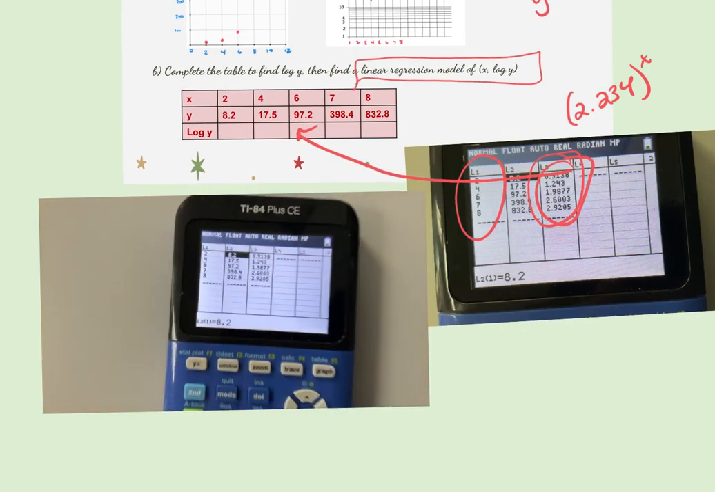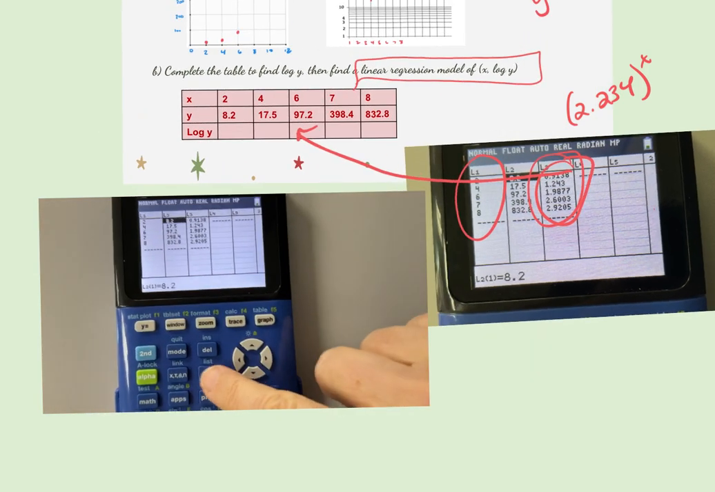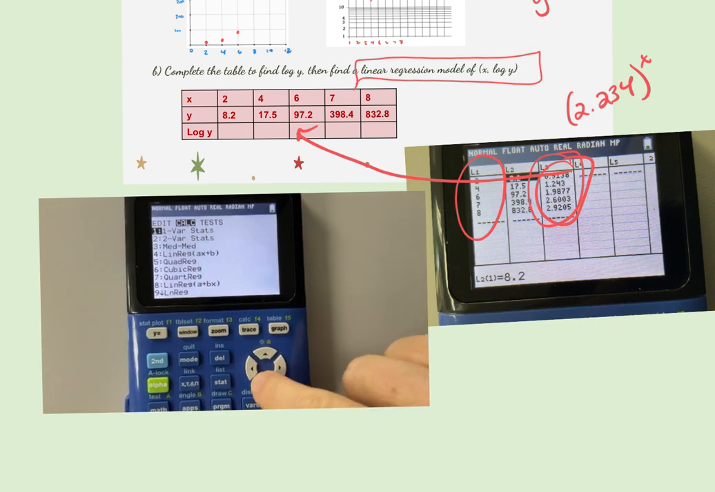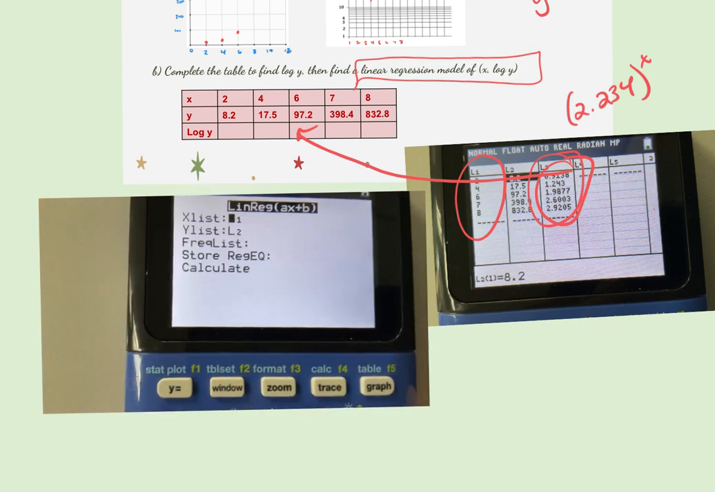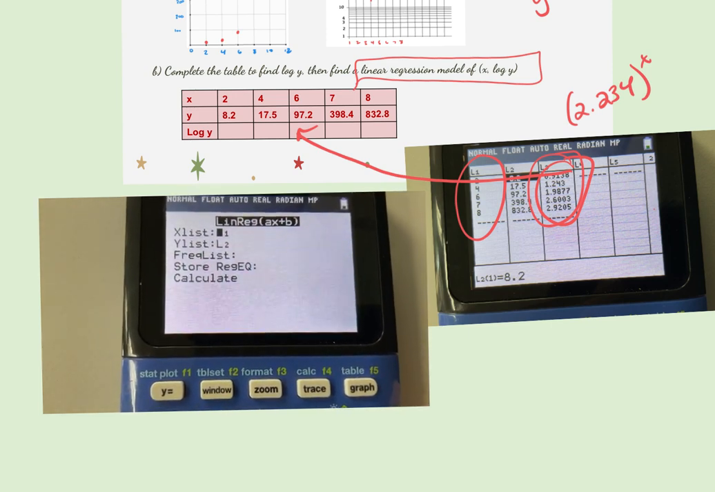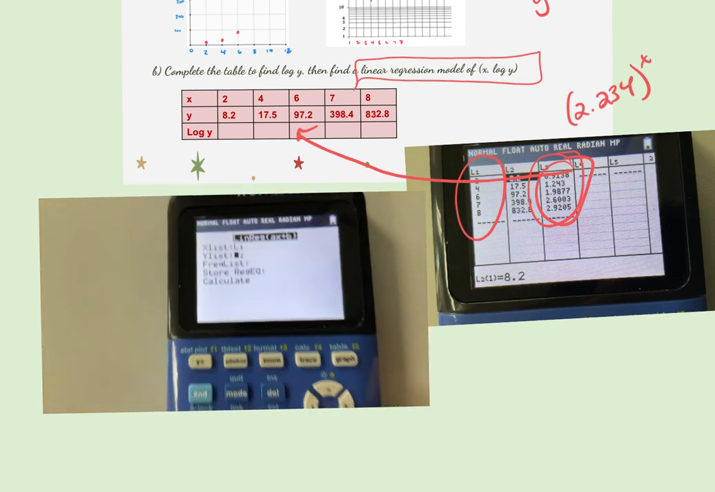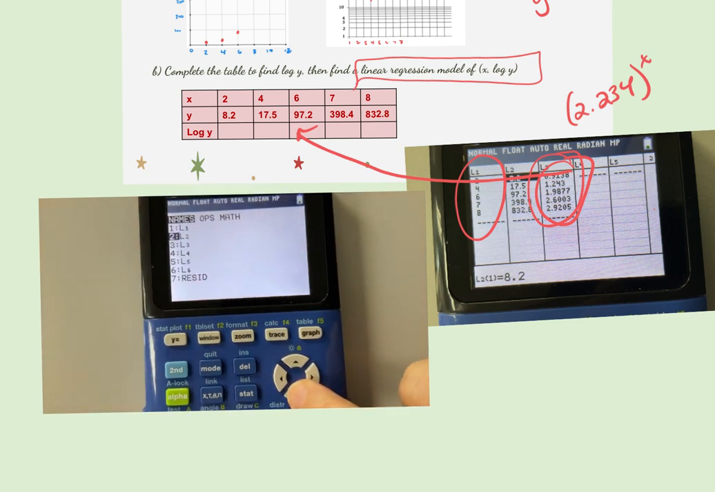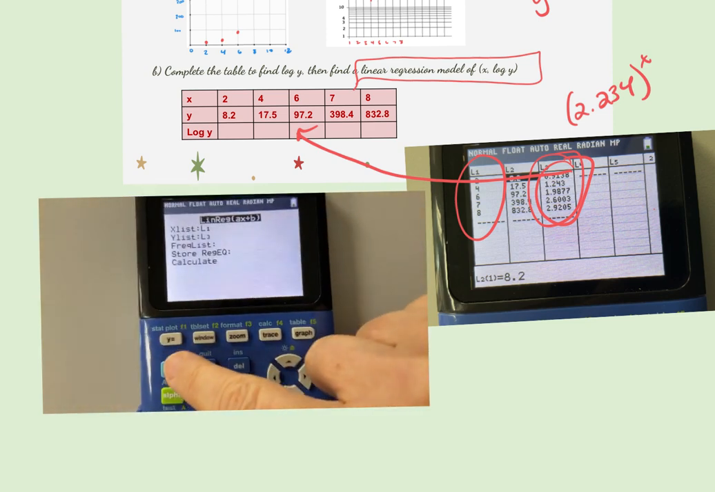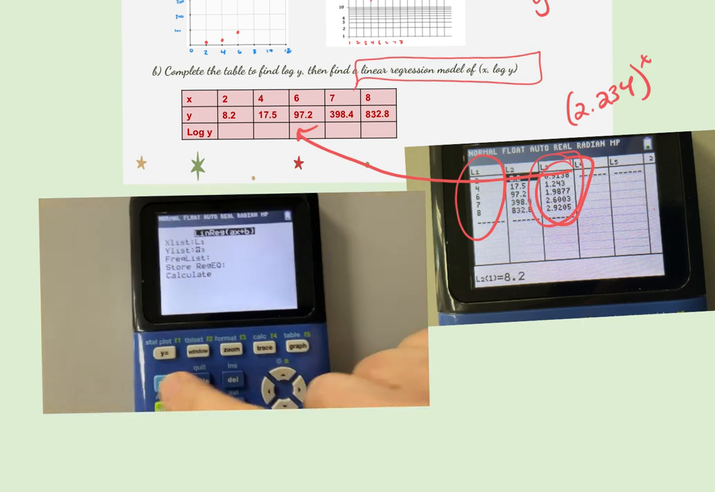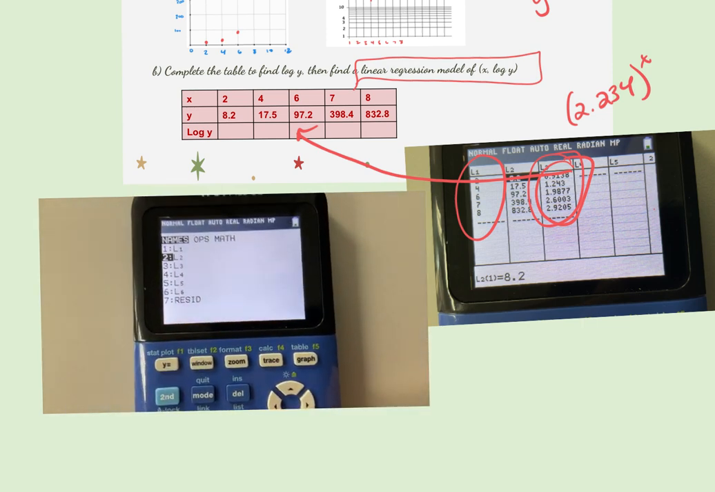So I'm going back to my stat menu, and I want to get a linear regression, so it's 4. And I want my x list to be L1, but I want my y list to be L3. You literally go to list, so like it said L2, I go second stat to get the list, and I go to L3.